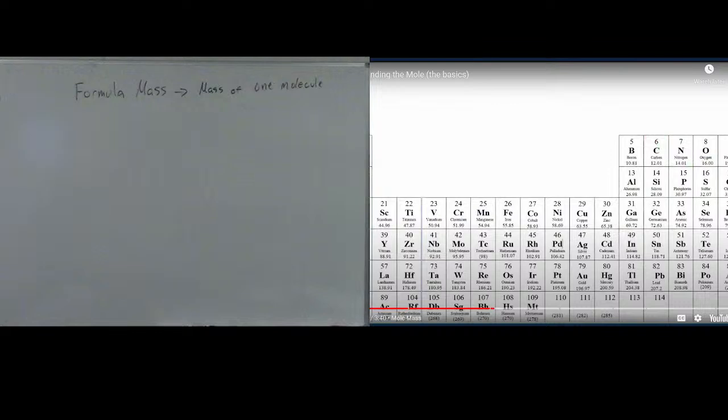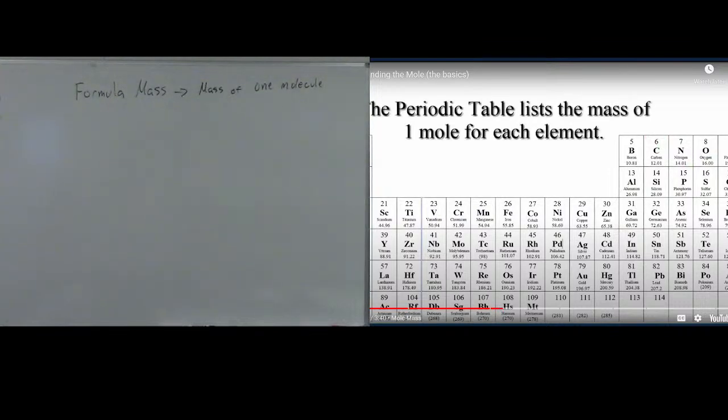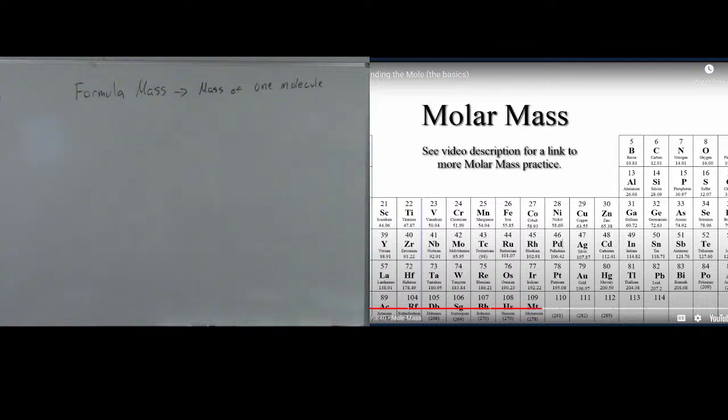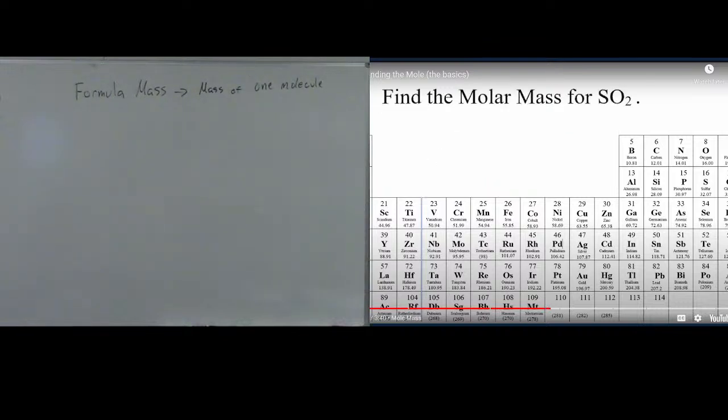The idea of particles and mass is actually built right into the periodic table. The table lists the mass of 1 mole of each element. For example, 1 mole of carbon, that's 12.01 grams. 1 mole of helium, 4.00 grams. We can have the molar mass of a molecule by adding up the individual masses for each element. This is called the molar mass, which we use when we convert from moles to grams. Pause and find the molar mass for SO2.